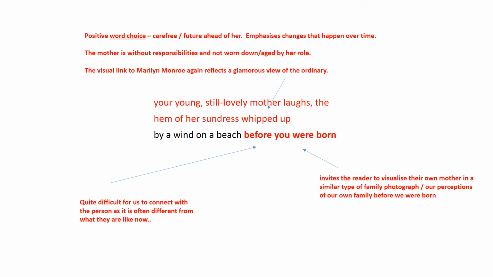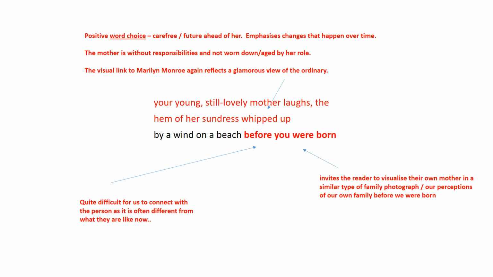We have your young, still lovely mother, and it really shows us here that she's carefree, she's got a future ahead of her, and emphasises that change happens over time. That idea of being still lovely suggests maybe that the ageing process is set in now. She doesn't seem to have responsibilities, she's not worn down by age, by her role, and she seems really happy and really bubbly. You get a link here: the sundress being whipped up is really evocative of Marilyn Monroe, which represents this really glamorous view of the ordinary, bringing a bit of Hollywood to Glasgow.